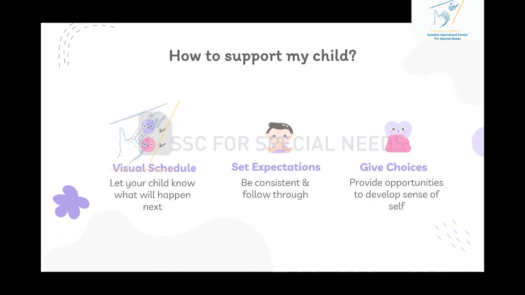The third one here is give choices. All children, even us adults, would like to feel a sense of control over the world. So giving them choices will help with their sense of self and self-esteem. For example, you ask them to put on the red shirt and they do not follow. So ask them if they'd like to put on the red shirt or the blue shirt, and the child will pick. Another example is, if your child doesn't want to stop watching TV, ask the child, do you want to watch for 5 more minutes or 10 more minutes?